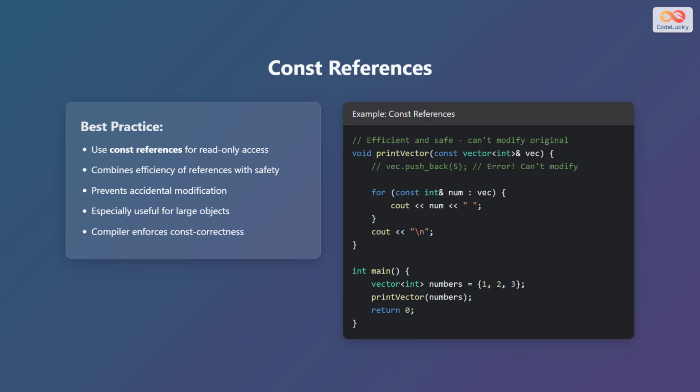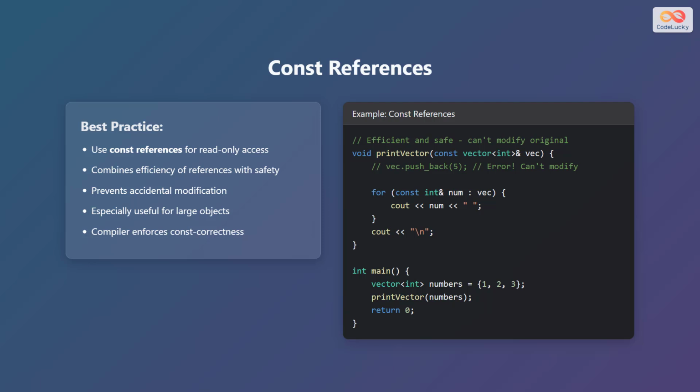Const references are a best practice and combine the efficiency of references with safety. They're used for read-only access, preventing accidental modification of the referenced object. This is especially useful for large objects where copying would be inefficient, and the compiler enforces const correctness, preventing any attempts to modify the object through the const reference.